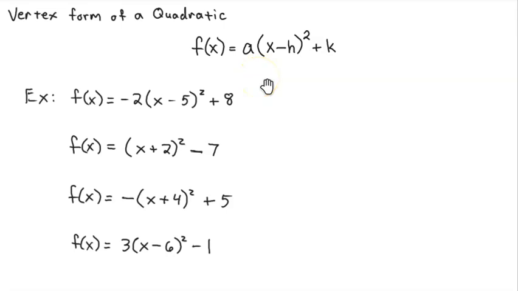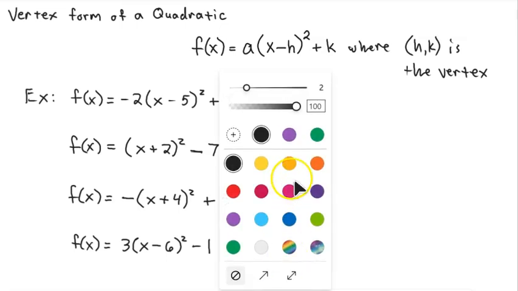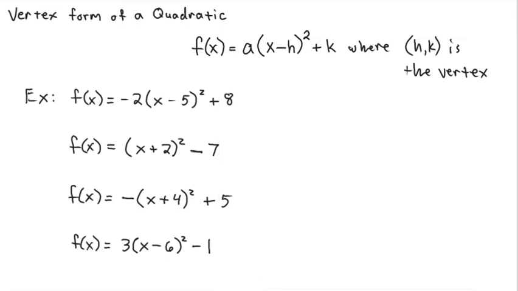And in this case, here's what we're going to say. We're going to say where (h, k) is the vertex of the quadratic, okay? So we can see the vertex right there in vertex form, which is very convenient. It helps us answer a lot of questions very easily.